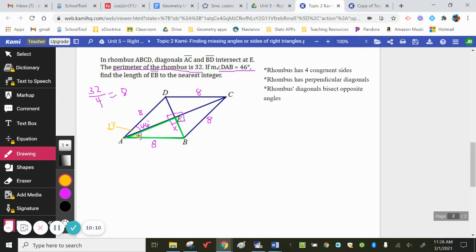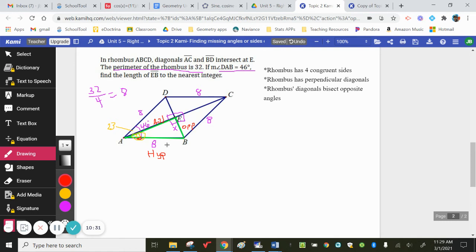So now let's write an equation based on the fact that I have this reference angle right here. The first thing I'm going to do is label the side opposite, the adjacent, and the hypotenuse. So using 23 as my angle here, the side opposite is the length of x from E to B. The adjacent side is the one from A to E, and the hypotenuse is 8.